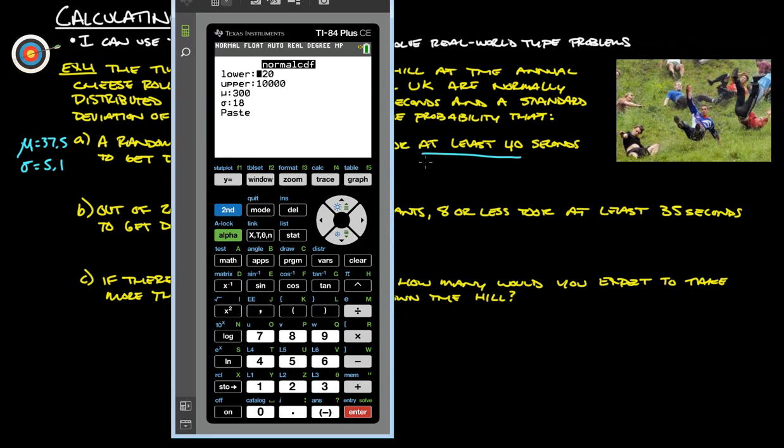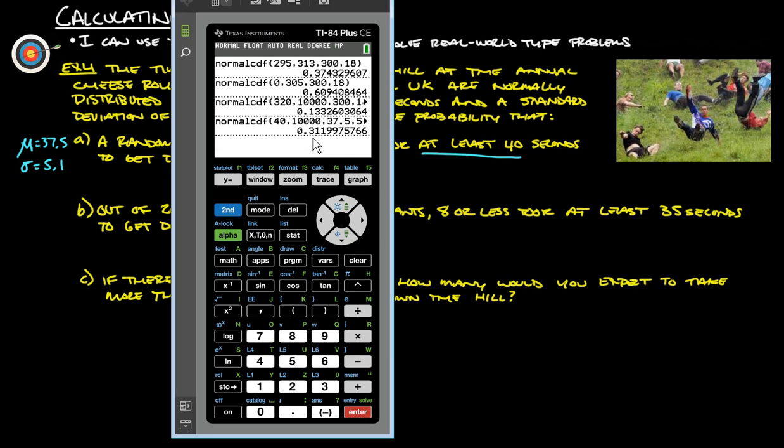Okay, and they want to take at least 40 seconds. So we want 40 to be the low, and then the upper to be something really big. 10,000 should work. The mean is 37.5, sorry, I keep saying that backwards. And then the standard deviation is 5.1. Okay, go down to paste, enter, and that tells us that there's about a 31.2% chance.